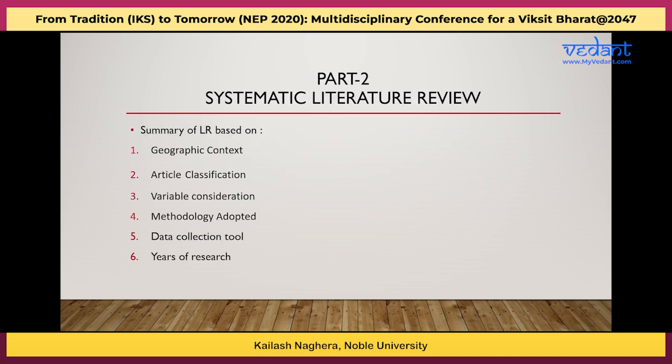In part 2, in the systematic literature review, all the literature reviews are summarized based on the different variables, that is geographical context, article classification, variable consideration, methodology adapted, data collection tool, years of publication.